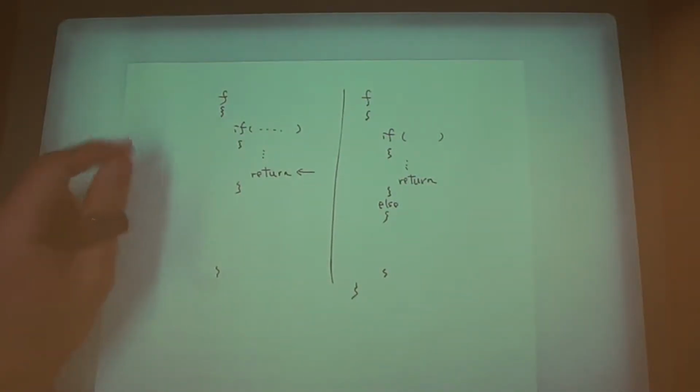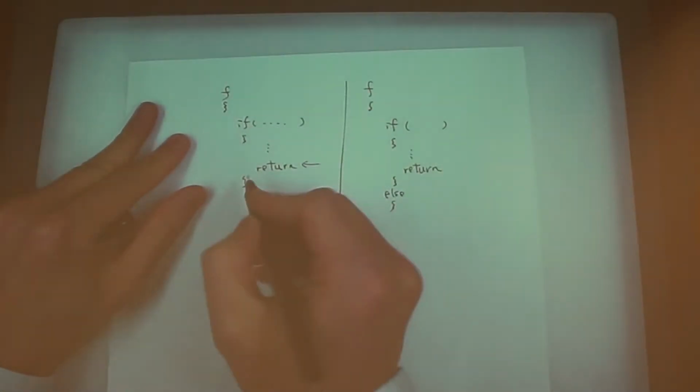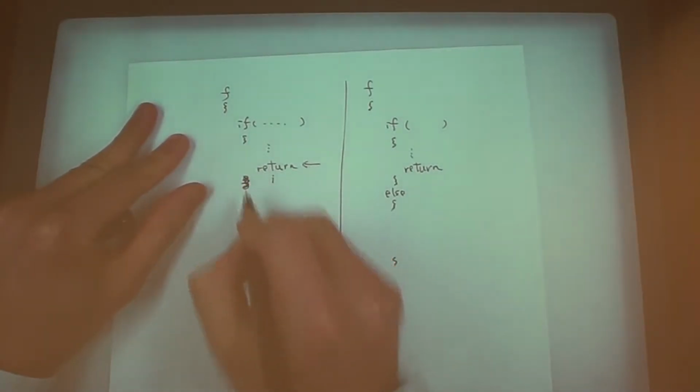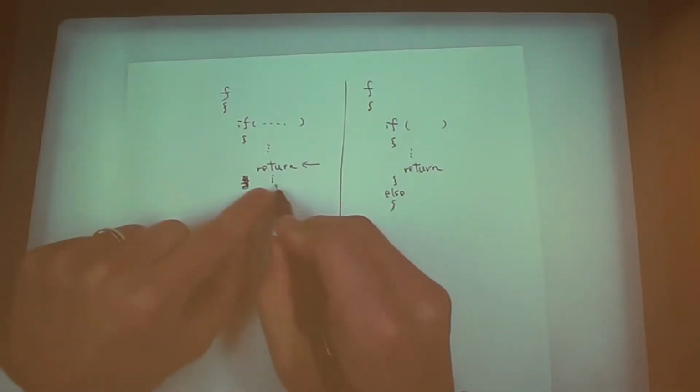Yes? You said that we get a warning if there's any code after the return statement. If it's in a conditional statement like that, you will not get a warning because return doesn't always execute, right? However, if you have anything after this return, let's say that's not a break, you still get a warning. Does that make sense?